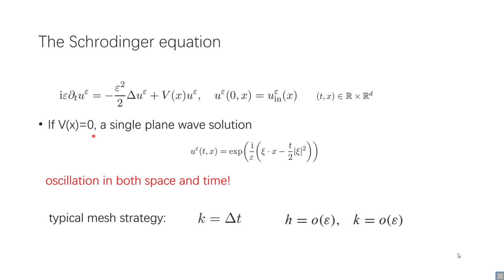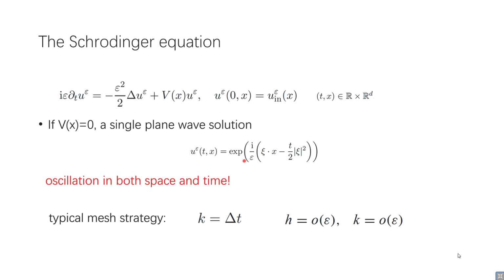Now, if there's no potential V, then you can solve this equation analytically. For example, if you use a Fourier transform on space, you get an ODE in the Fourier space, and then you can solve it by hand. In particular, there's a so-called single plane wave solution, which is the solution to this equation when V equals 0.